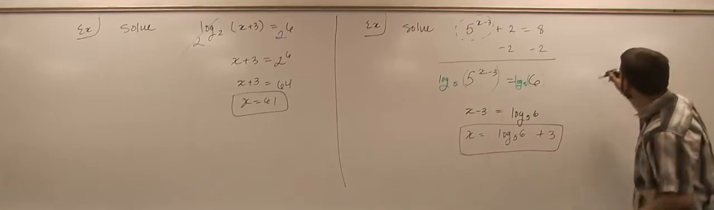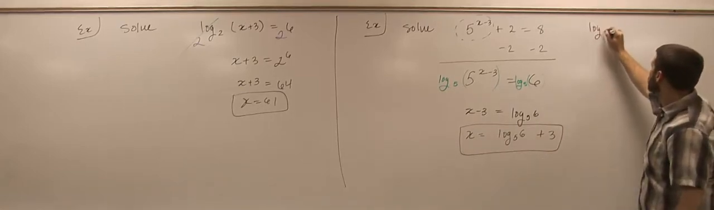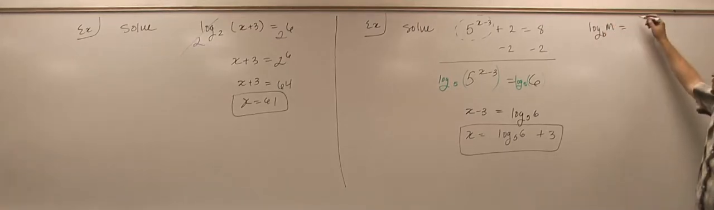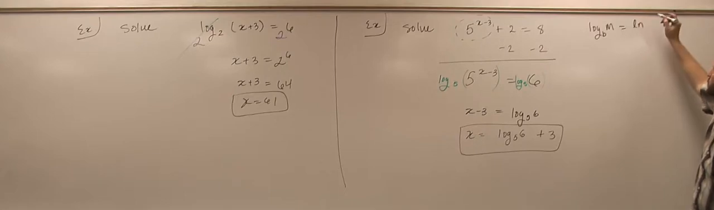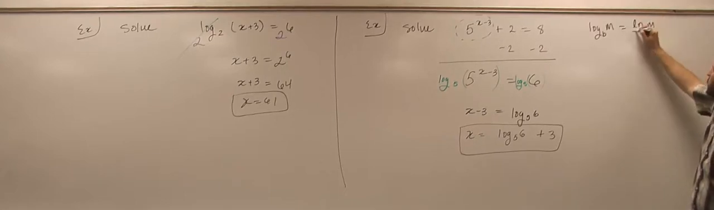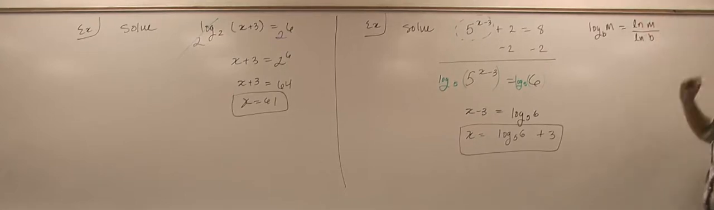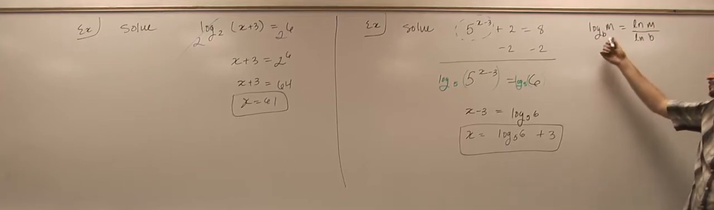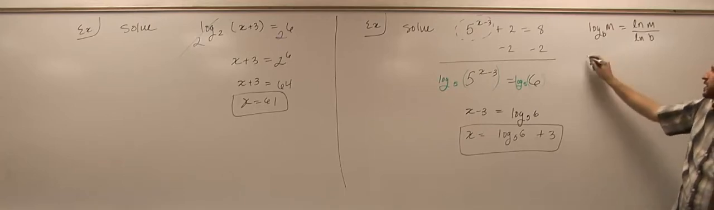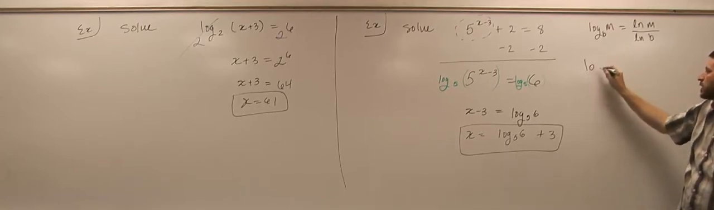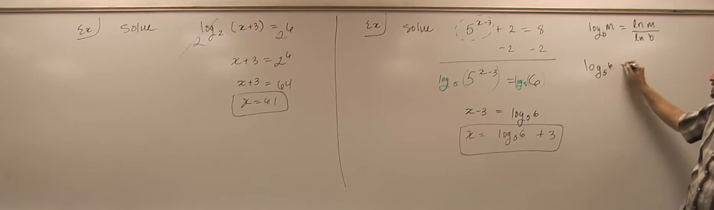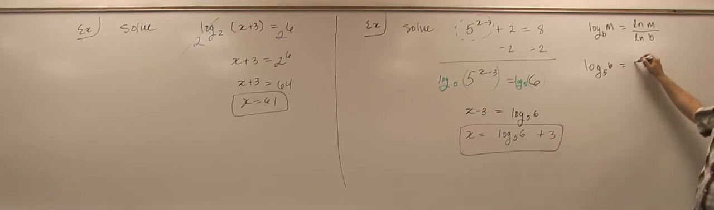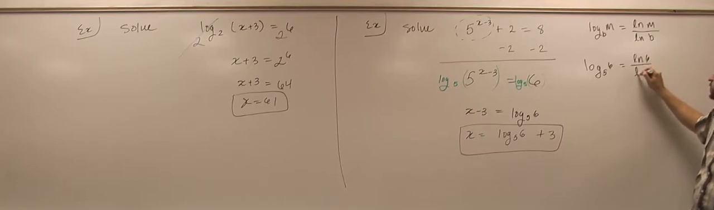Remember your change of base formula? Log base b of m is equal to any log in the world. Let's use ln: ln of m over ln of b. It just depends. Some calculators will do it, some won't. But if you wanted to approximate log base 5 of 6, and you don't have log base 5 in your calculator, you would do natural log of 6 over natural log of 5.